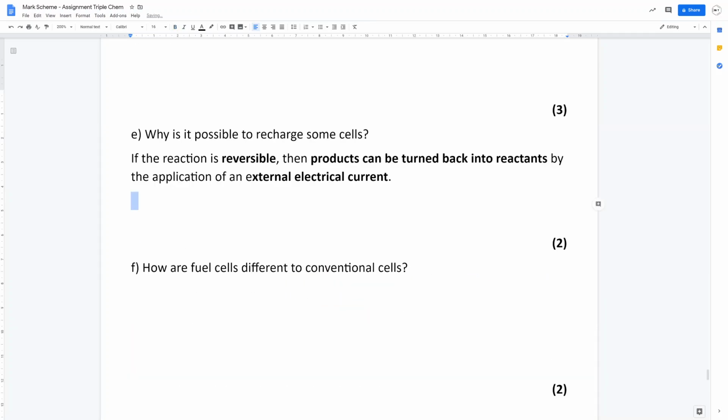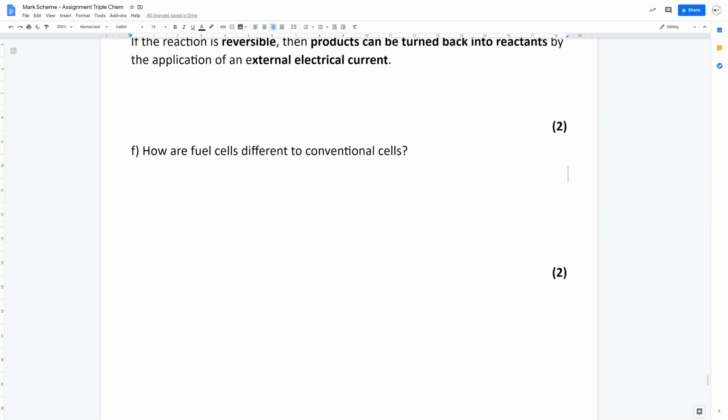How are fuel cells different to conventional cells? We had this in our lesson last week. So fuel cells require a continuous supply of fuel and oxygen, and that fuel is likely to be hydrogen.